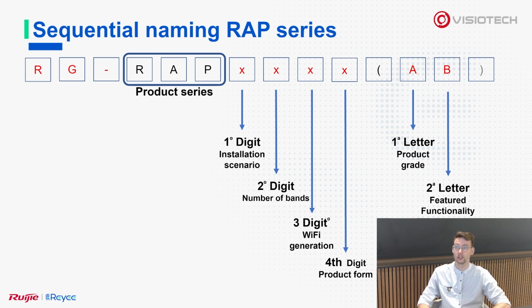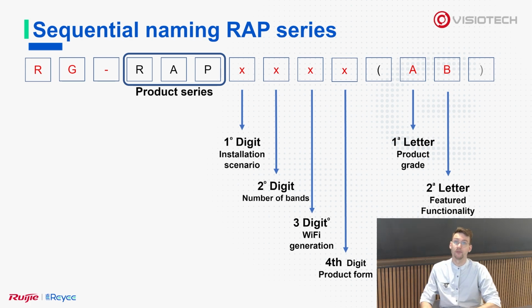The first digit is the installation scenario, so if it's a wall mount or a ceiling mount. The second digit gives us an idea how many bands we have, if it's dual or single band. Then the third digit is going to be the Wi-Fi generation. We're going to talk about this later on, also how many different types of Wi-Fi generations we have, and exactly which devices have which generation. And then the fourth digit is going to be the product form. And then the last 2 letters at the end are going to be the product grade itself.